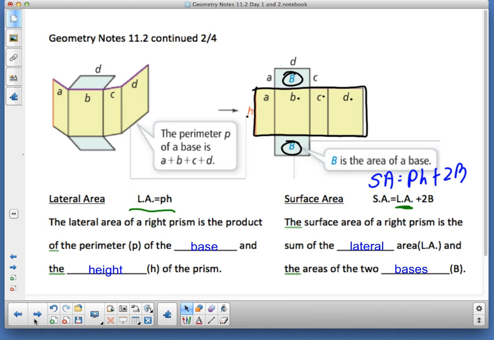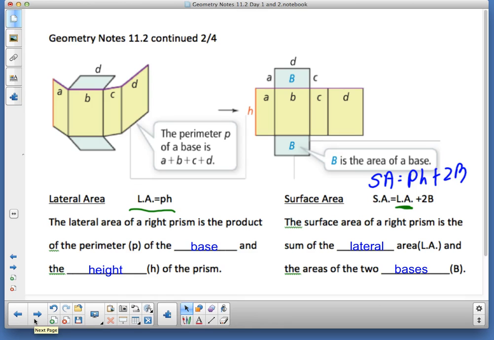Lateral area. The lateral area of a right prism is the product of the perimeter P of the base. Now, P is the perimeter of big B, the base. And the height of the prism, the separation of the 2 big B's. And remember, perimeter times height gives us lateral area.